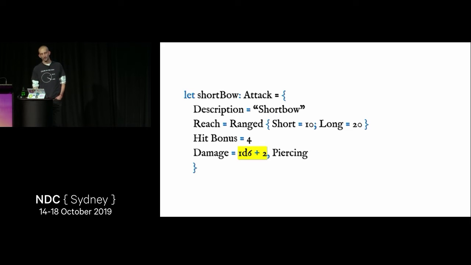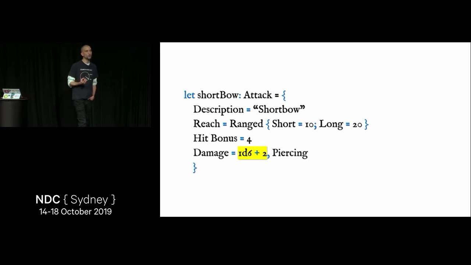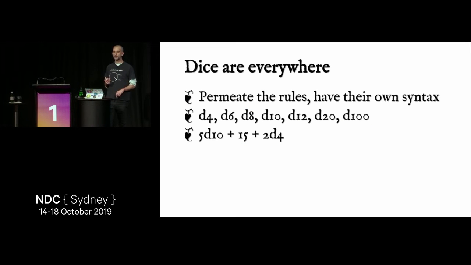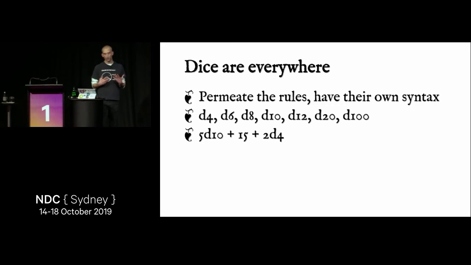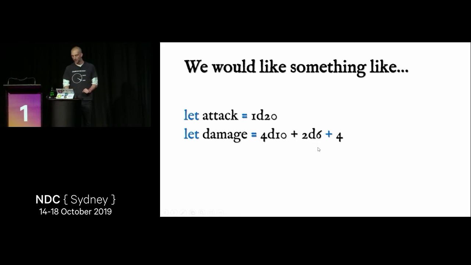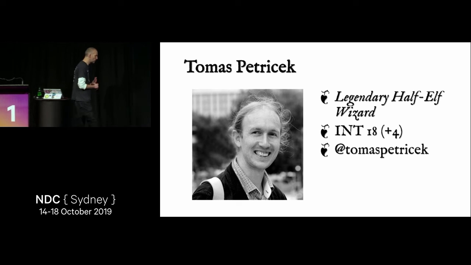So how would I go about modeling this? First, being a fan of ubiquitous language, I would want to be able to model that in my language. They are everywhere in Dungeons and Dragons. You have d4, d6, d8 representing how many sides you have, and you have expressions like this. Maybe you will have 5d10, add 15 to it, roll d4 twice, and sum it up. So you have dice everywhere, and they are composed in somewhat complicated expressions. So what we would like is to write something like this: let attack equals 1d20, or damage equals 4d10 plus 2d6 plus 4 in code. That's what we're after. And I thought, so how could I do that?